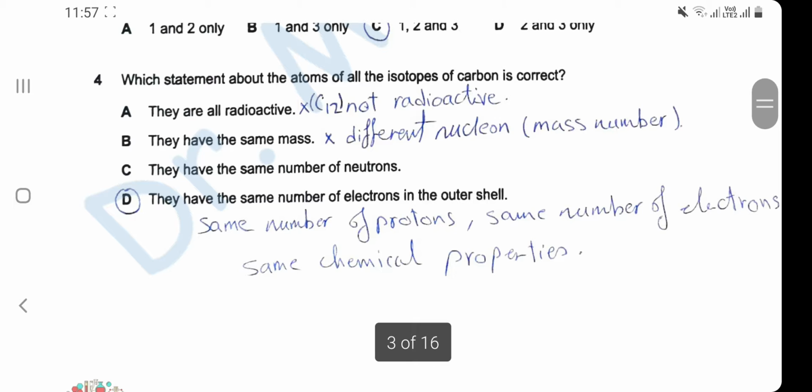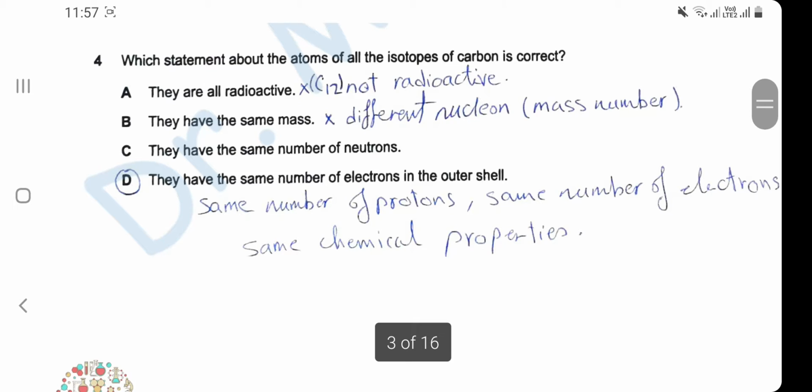Question 4. Which statement about the atoms of all isotopes of carbon is correct? First one, they are all radioactive. Of course, this is not correct because carbon-12 is not radioactive. They have the same mass, false. They have different nucleon number, or different mass number, so this statement is wrong. They have the same number of neutrons. They mentioned that they are isotopes, and isotopes have a different number of neutrons, so statement C is also wrong. About 4, they have the same number of electrons in the outer shell.